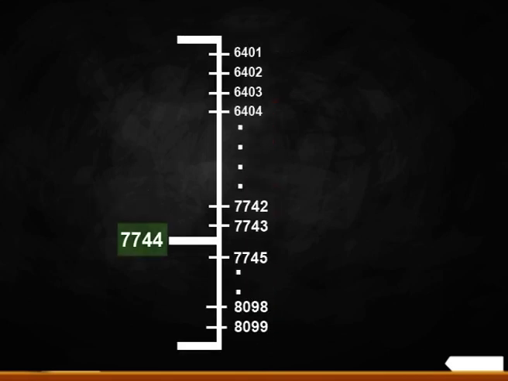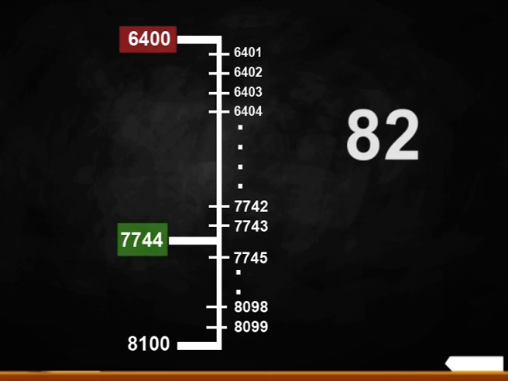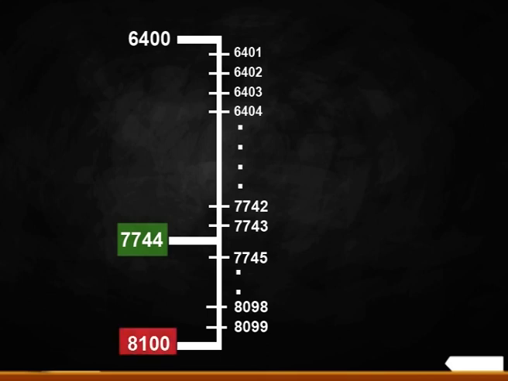Observe the number 7744. Is it closer to the smaller number 6400 or closer to the bigger number 8100? If the number is closer to the smaller number 6400, then take 82 as the answer. However, if it is closer to the bigger number 8100, then take 88 as the answer.